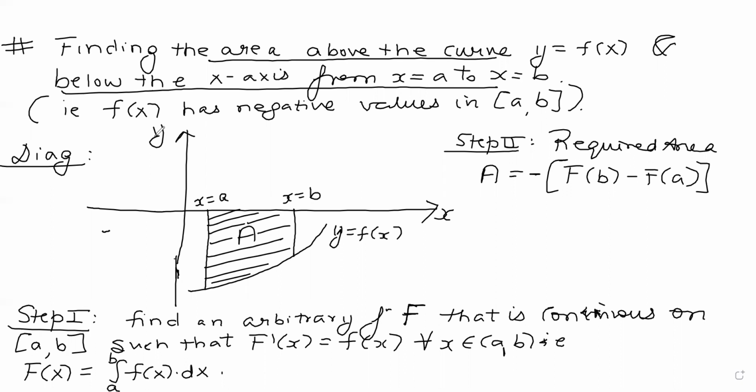So I once again repeat, the objective is now to find the area above the curve and below the x-axis. Everything will remain the same. You will find the function capital F(x), which is nothing but the integral of small f(x) dx as x goes from a to b. But now your required area will be F(b) minus F(a) with a negative sign.